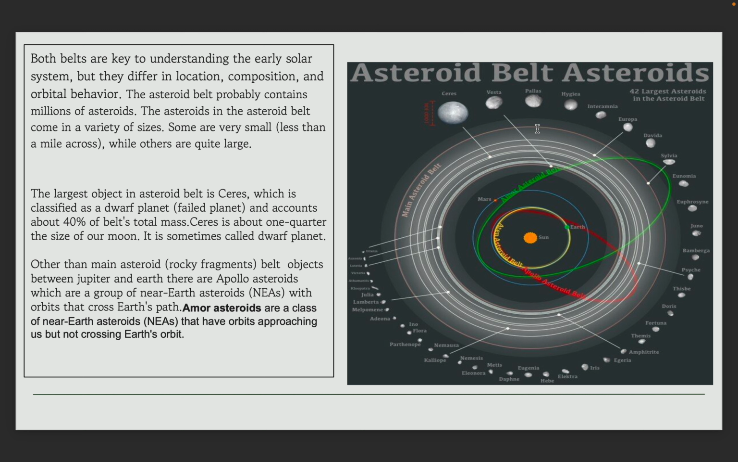So both belts are key to understand the solar system. The main asteroid belt and the Trojan asteroid belt are key, but there is a difference in location, composition, and orbital behavior. The asteroid belt probably contains millions of asteroids. The asteroids in the asteroid belt come in a variety of sizes, from very small to less than a mile across, while others are quite large. Here in this image, the 42 largest asteroids are shown.